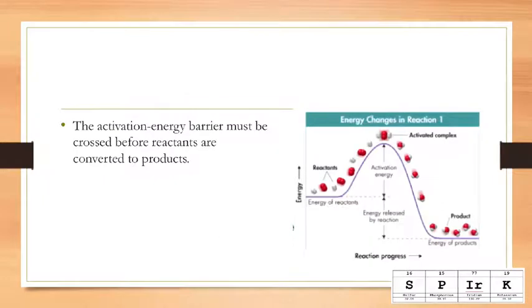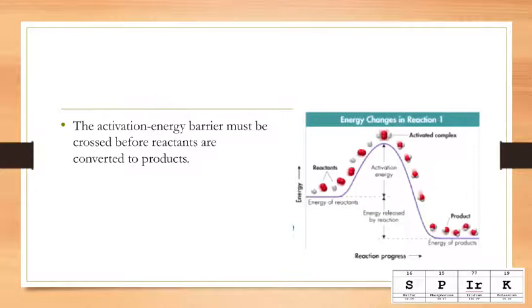The activation energy barrier must be crossed before reactants are converted to products. So if we look at this graph here on the right, you see there's the energy of reactants on the left side, and you can see those particles colliding and they reach that peak activation energy. That's our activated complex or our transition state. And then we have them falling back down to a lower energy. That would be the energy of the products. So that activation energy is the difference between the peak and the energy of the reactants, because it's the energy that the reactants must overcome.